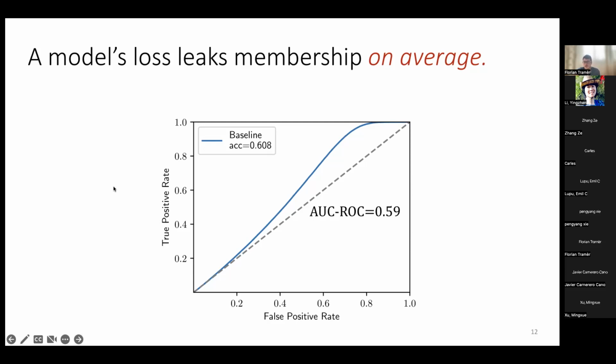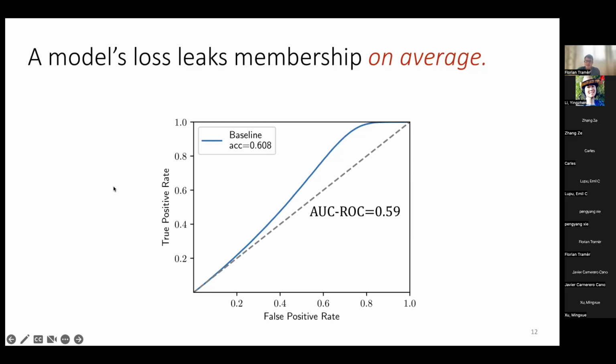And what many papers then report, to have a single value to compare different attacks, is the AUC score, which is the area under the curve, which is just kind of an average of this trade-off between true positive rate and false positive rate.